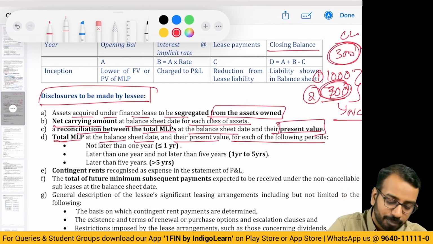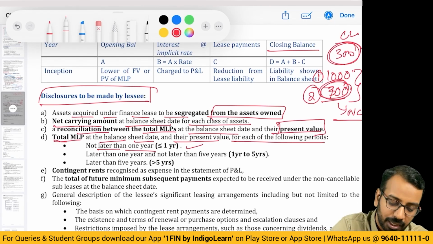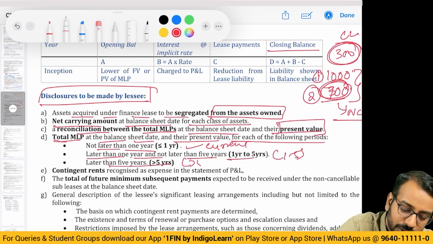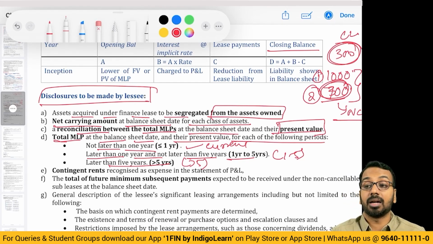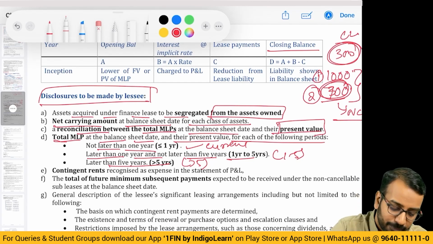What is the analysis? How much is payable not later than 1 year, that is within 1 year period, this is the current portion. Then later than 1 year, not later than 5 years, between 1 to 5 years how much you will pay, and after 5 years what you have to pay. Now why is this disclosure given? So that the investors can understand what is the burden on this particular entity.